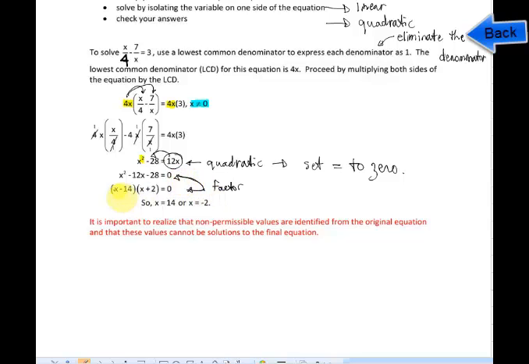Okay, and we find that x equals 14 and x equals negative 2. Now, the purpose of your non-permissible value is to let you know whether your solutions are possible, okay? And because the only value that x can't be is 0, then we know that 14 and negative 2 are possible answers, okay? Or that they are answers. So it is important to realize that non-permissible values are identified from the original equation and that these values cannot be solutions to the final equation.